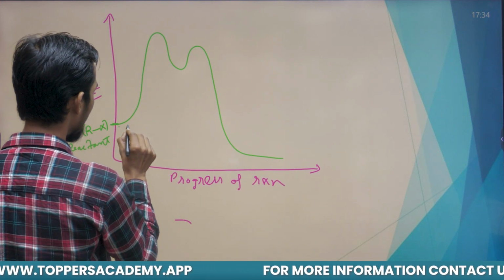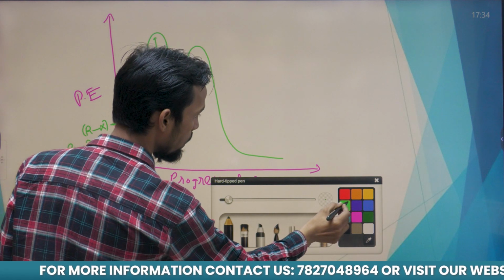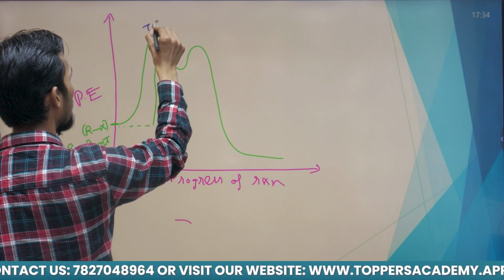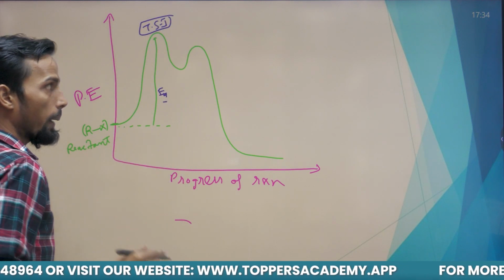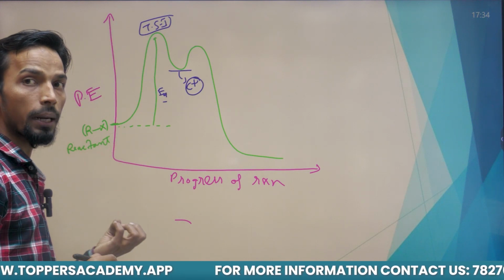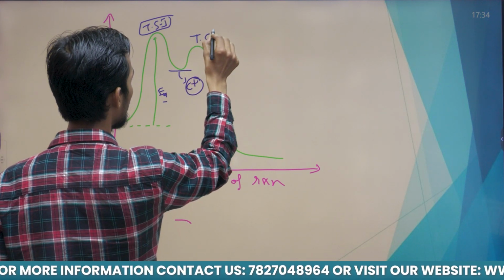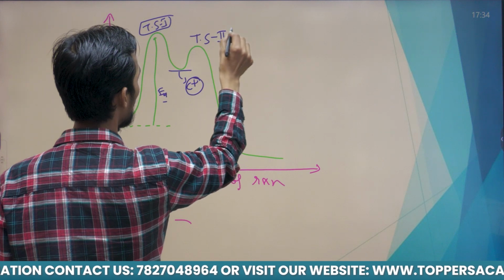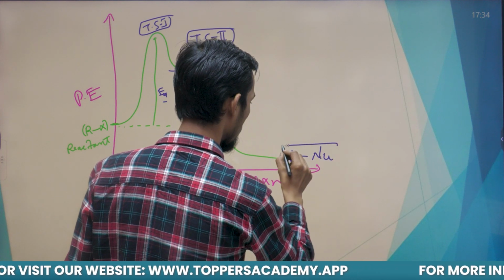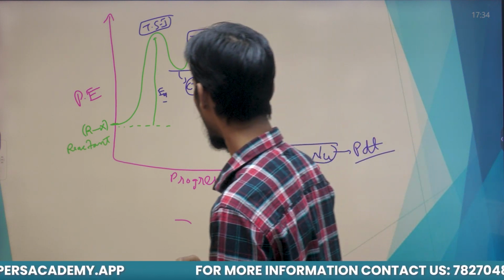It was a two-step reaction. Let's say this is the amount of energy which is being supplied. That is termed as EA, the energy of activation. This is the transition state 1, or the transition state of the first step. Here it is the carbocation, the intermediate which is formed in the first step. And after it is the second step transition state, TS2, transition state second. And this is our product, R-nucleophile.